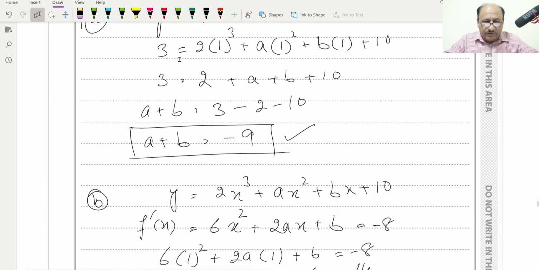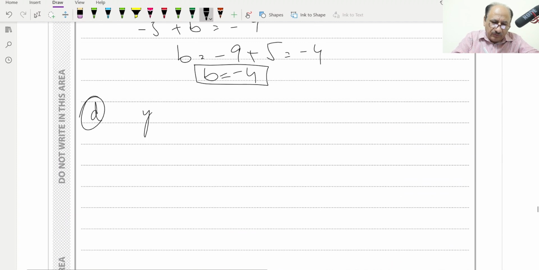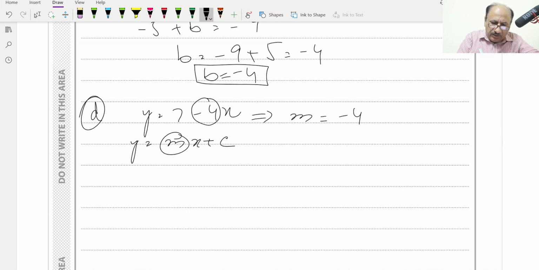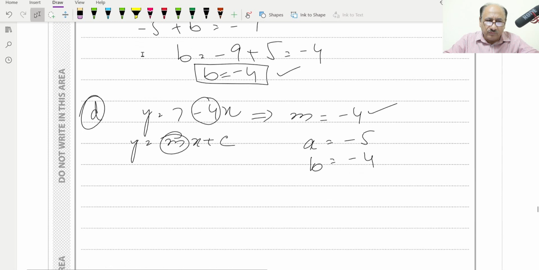So the given line is y is equal to 7 minus 4x. This implies m will be equal to minus 4. This will be the gradient in the form of y is equal to mx plus c. This is basically m, and this is the value of m which we found. The values of a and b which we just found, written over here, we can copy. A is equal to minus 5 and b is equal to minus 4. These two values also we have to use.